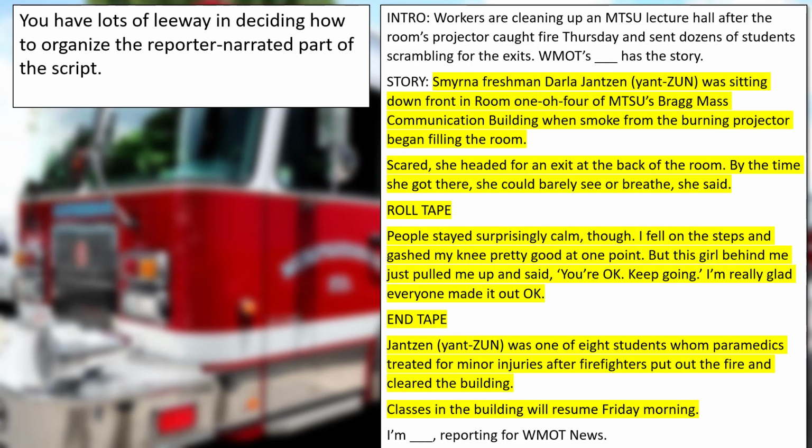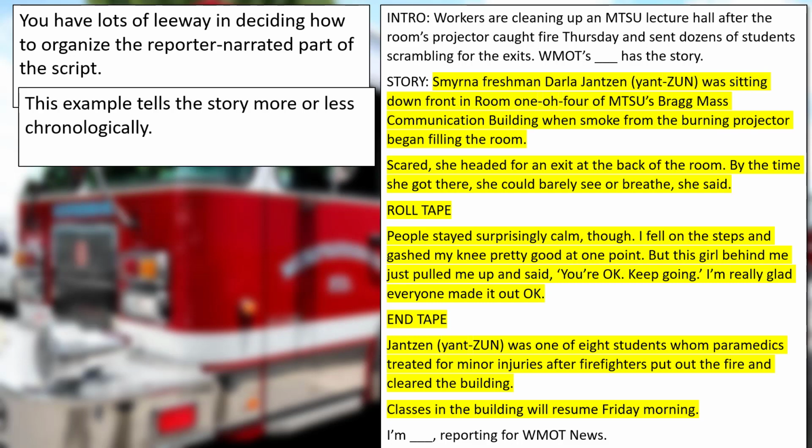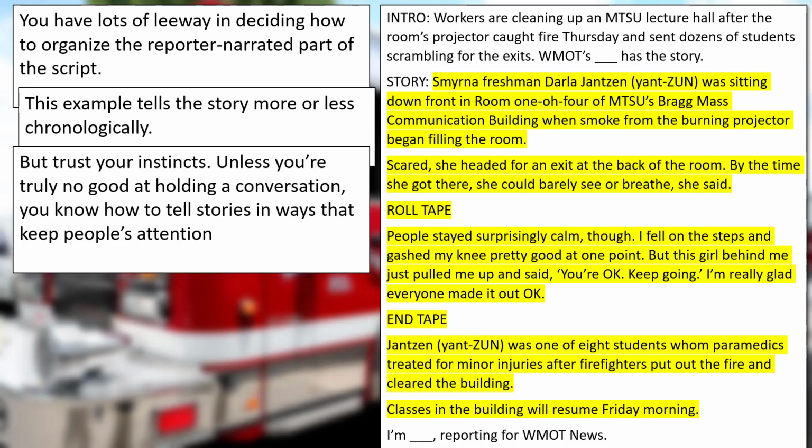You have lots of leeway in deciding how to organize the reporter-narrated portion of this radio script. This example basically tells the story chronologically, which is okay. But trust your instincts here. You're probably pretty good at holding a conversation and you know how to tell stories in ways that keep people's attention. And that's what you're doing here. So lean into those instincts when you're writing your broadcast story.